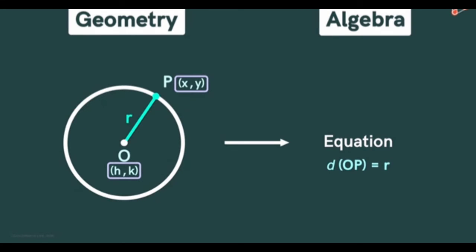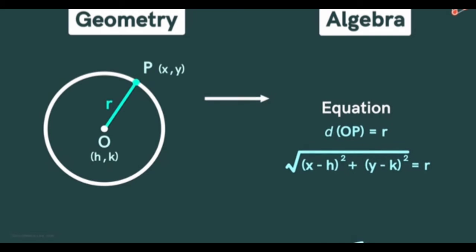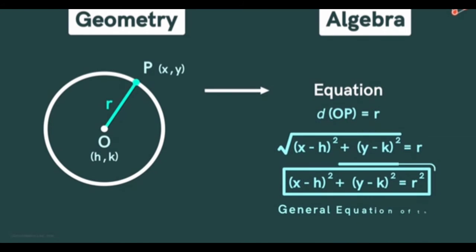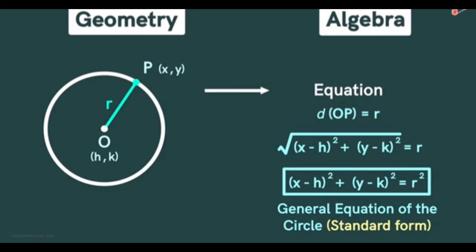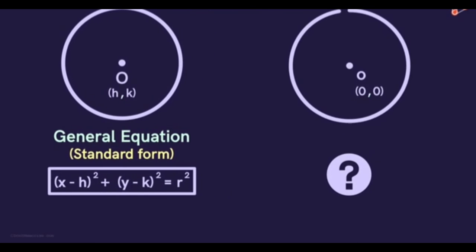So the distance formula of points P and O is the square root of (x minus h) whole square plus (y minus k) whole square equal to r, and when we square both sides we get the general equation of the circle. It is also known as the standard form of the equation. It is the general form of the equation.